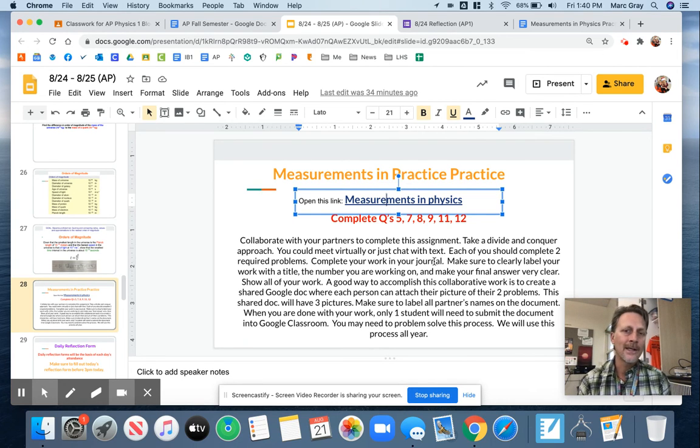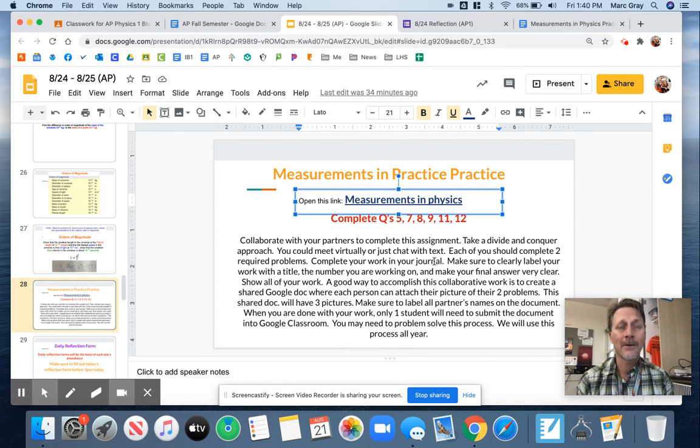And then you're going to want to have one of your partners open up a shared Google Doc. Then you could take a picture of your work from your journal, carefully labeled, and put that in the Google Doc. When you're finished, the Google Doc will have all 6 questions, and you'll put the 3 partners' names at the top. Then you're going to take that document and upload it into Google Classroom for me.